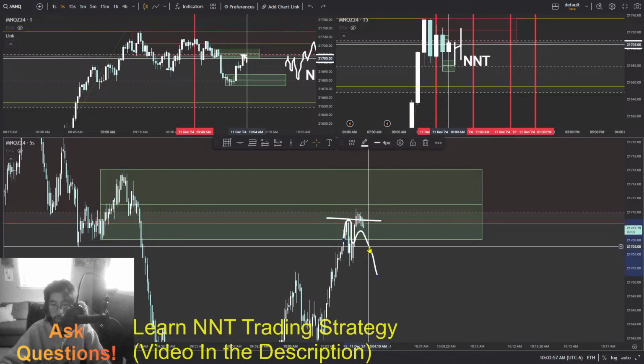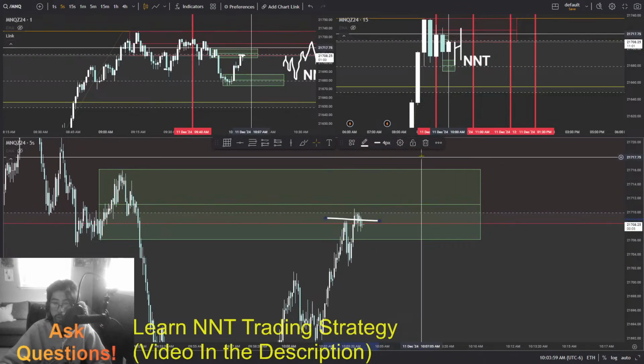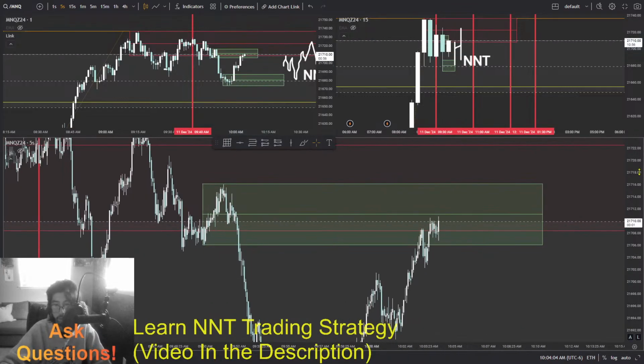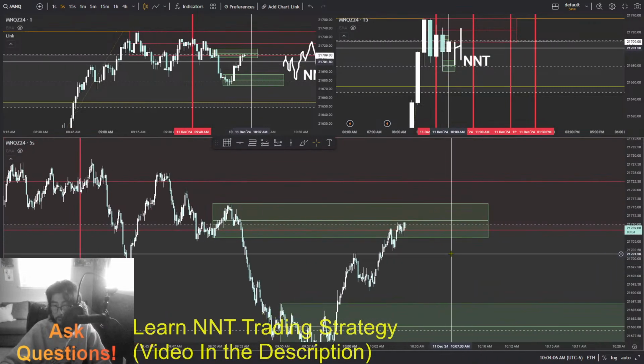I want to be selective because there's just so much opportunity, and you shouldn't be taking 3 trades a day. Realistically, you should be taking 3 trades a week. So less is more.